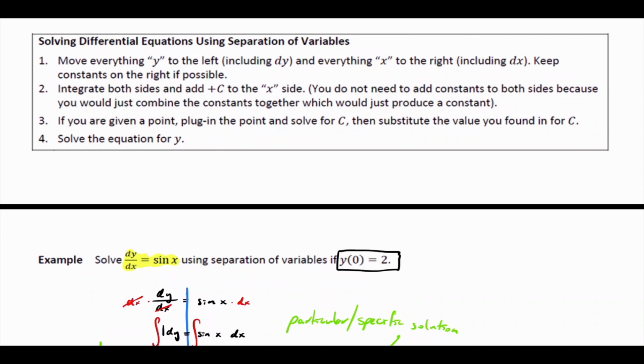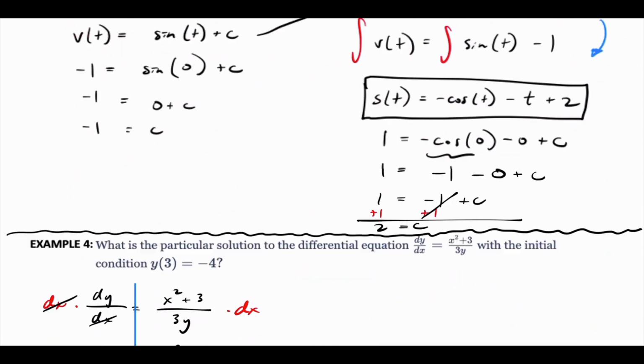Number 3, we won't always be given a point. Like on the practice, the first 4 problems, 1, 2, 4, and 6, you're not given a point, so you don't have to do step 3. On 7, 8, 9, and 10, you are given a point. So it just depends. If you are given a point, step 3. If not, don't worry about it.